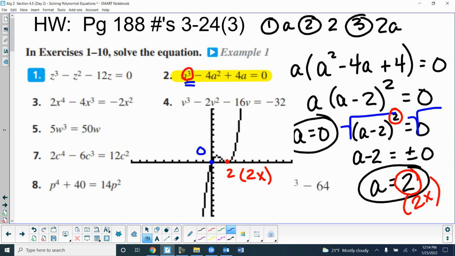Number 12 is negative 3 and positive 3. That one looks like a W, and it bounces off at negative 3, so that would work twice, and it bounces off at positive 3, so that would work twice. So there's your 4 zeros.